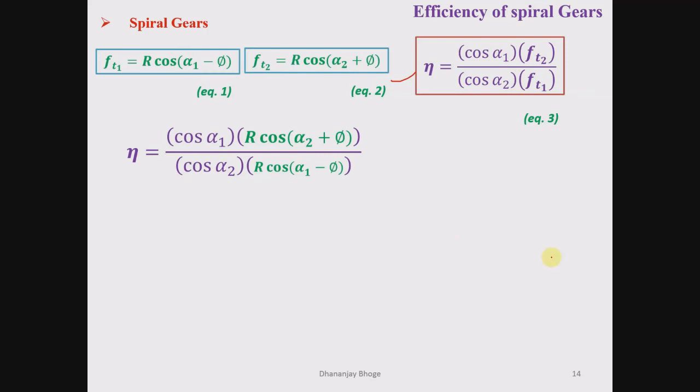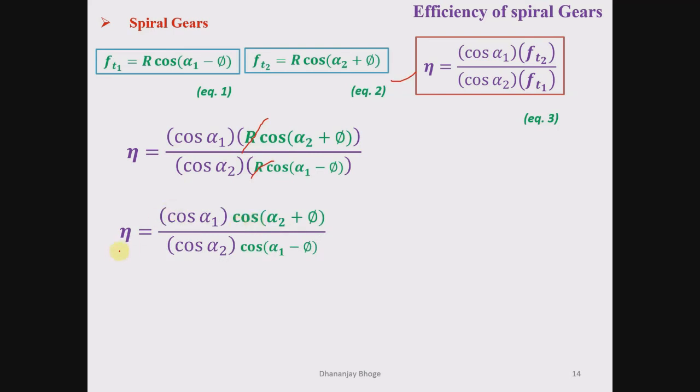Have you substituted? Now after this R will get cancelled. R is in the numerator, R is in the denominator. So what we get? Efficiency is equal to cos of alpha 1 into cos of alpha 2 plus phi divided by cos of alpha 2 into cos of alpha 1 minus phi. Put a box around this. This is the equation. It is enough to remember this equation as the final equation for efficiency of spiral gears.